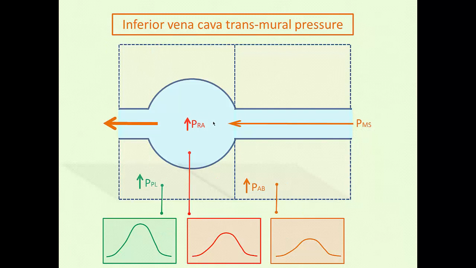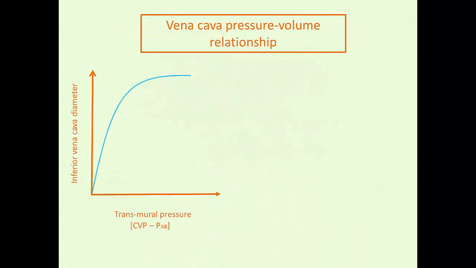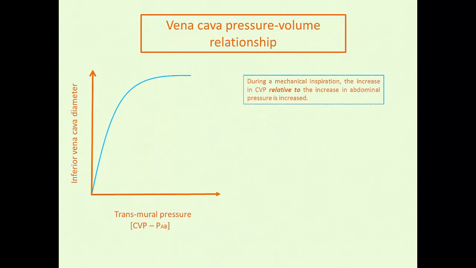So remember the IVC, as soon as it crosses the diaphragm, it's essentially in the right atrium. So as the right atrium goes up, the pressure in the IVC goes up relative to the increase in abdominal pressure. This creates a bit of a distending pressure, and the IVC actually dilates during a mechanical inspiration in the patient who's fully passive and not generating any negative intrathoracic pressure. So what was found is that IVC dilation with mechanical inspiration is a good predictor of volume responsiveness.